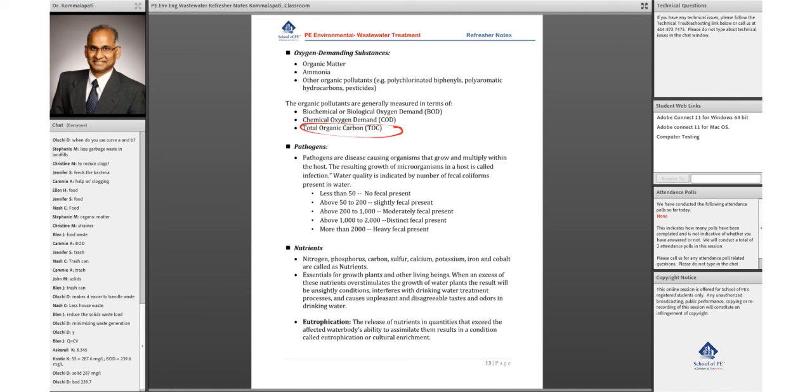All right. So another one is ammonia. If you have ammonia, that ammonia gets converted to nitrate, and that requires oxygen. It is called nitrification, and that requires oxygen. Okay, so you need to pay attention to that as well. We'll talk more about BOD and all later.